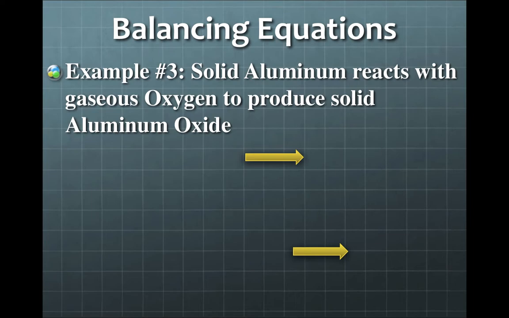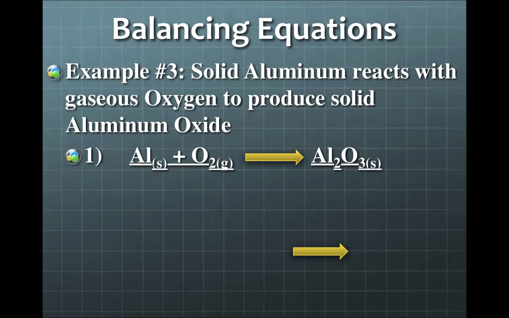Okay, example 3, solid aluminum reacts with gaseous oxygen to produce solid aluminum oxide. So I write my skeleton equation, Al, little s next to it, reacts with O2 as a gas to form Al2O3. Again, you had to pull out your ion sheet to figure out this formula. Aluminum has a positive 3 charge, oxide has negative 2 charge, cross them down.